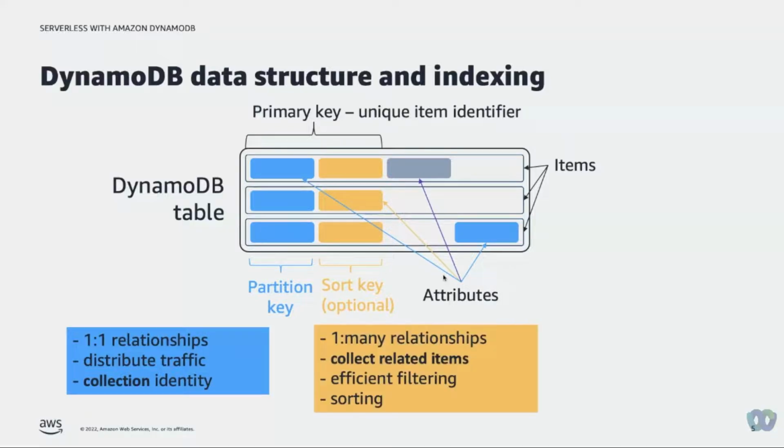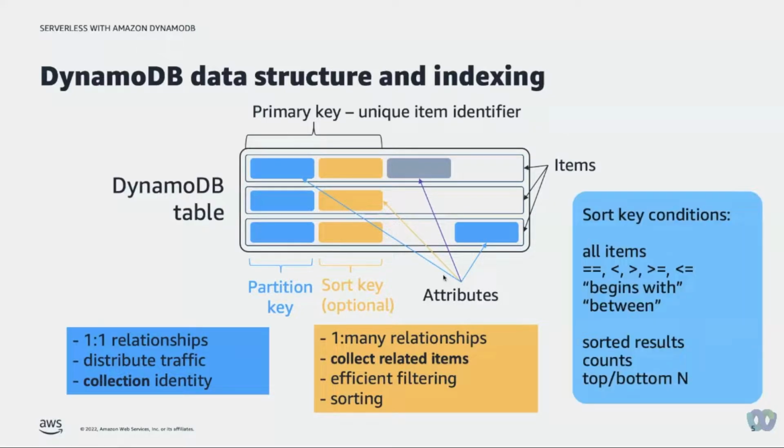It can also be the identity for a collection of items when you have a sort key. So a sort key allows us the ability to model one-to-many relationships where we say, here's our partition key value. We're going to have a bunch of items that have the same partition key value, but different sort key values. And it collects them together. It allows us to make queries across that data that are very efficient. It allows us to filter across them and do sorting forward or reverse across those. More on this in a little bit.